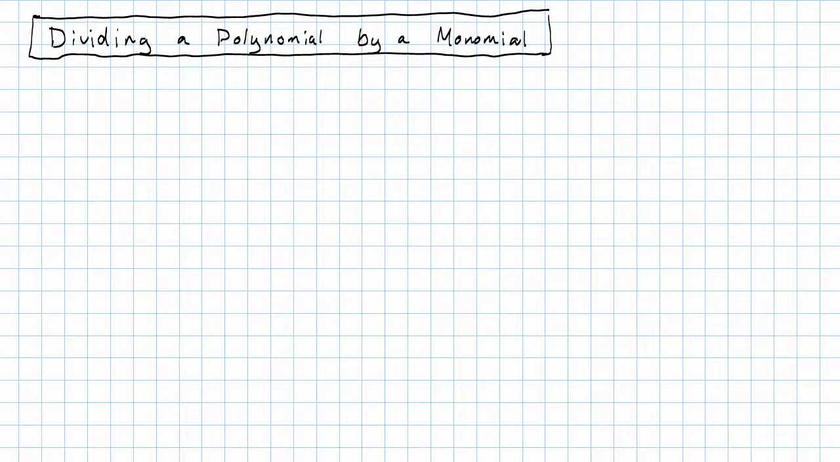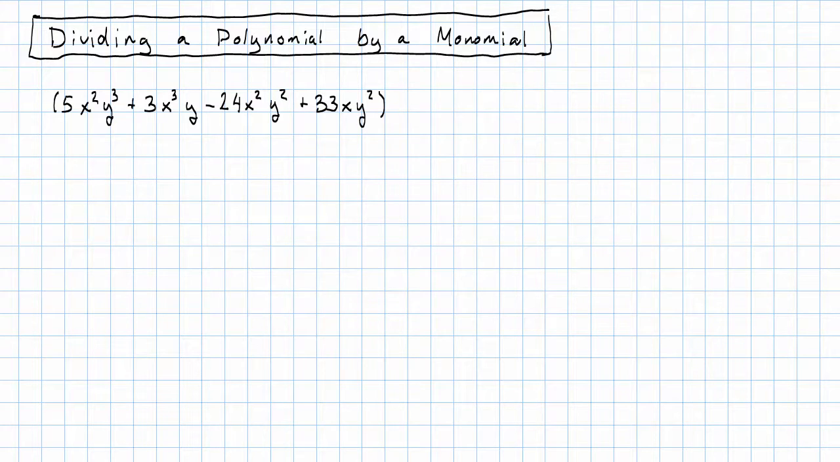Now, when we set out to divide a polynomial by a monomial, we can use long division to organize our thoughts, but things work out much more nicely than they did with numbers, because we can always divide any two monomials. Let's see an example. Let's say we want to divide this polynomial by the monomial 3x squared y.